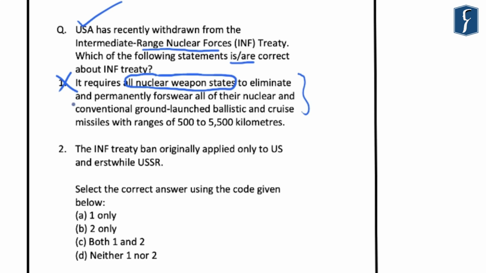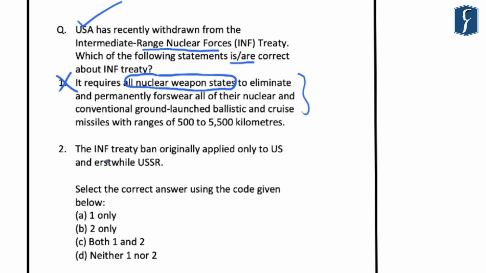However, originally this treaty required that the United States of America and the Soviet Union eliminate or permanently forswear all of their nuclear and conventional ground launch ballistic and cruise missiles. And hence this first statement becomes incorrect because it does not apply to all nuclear weapon states.